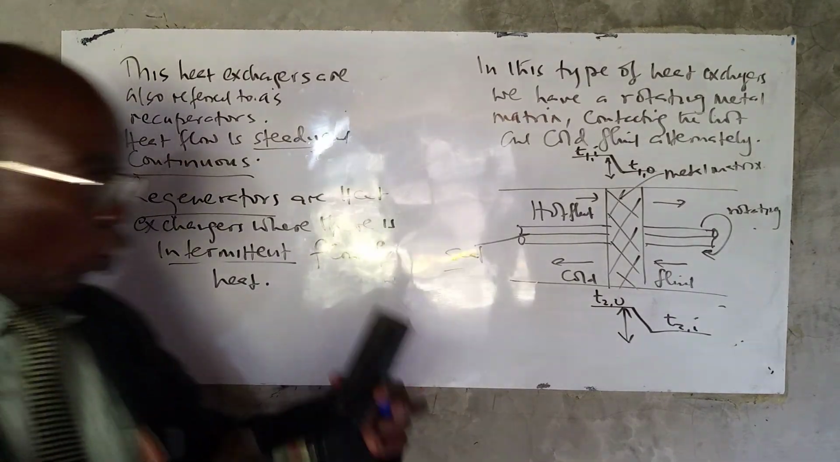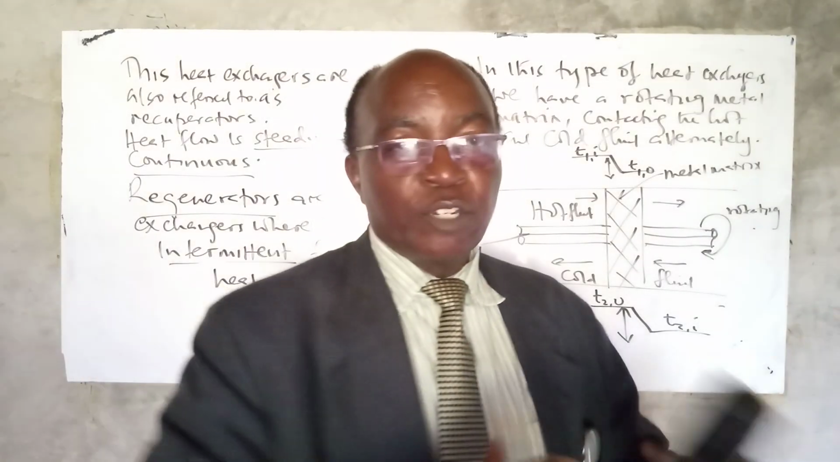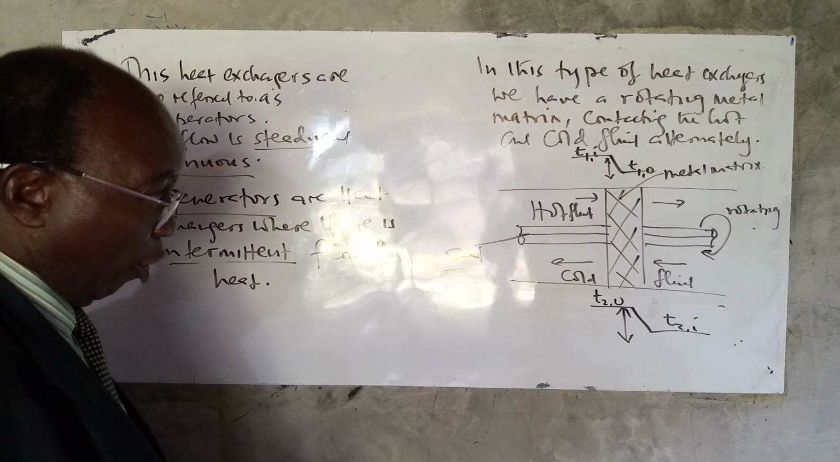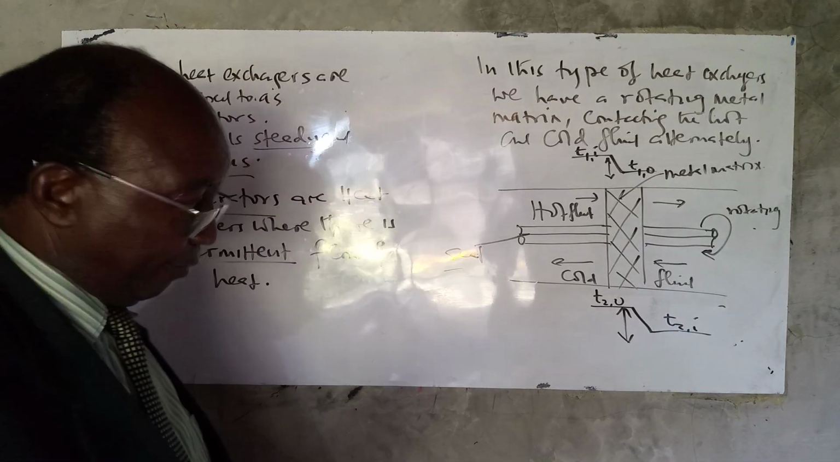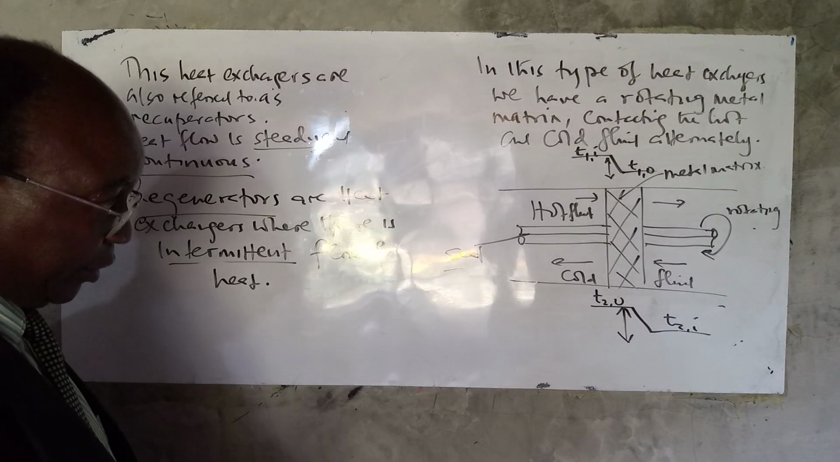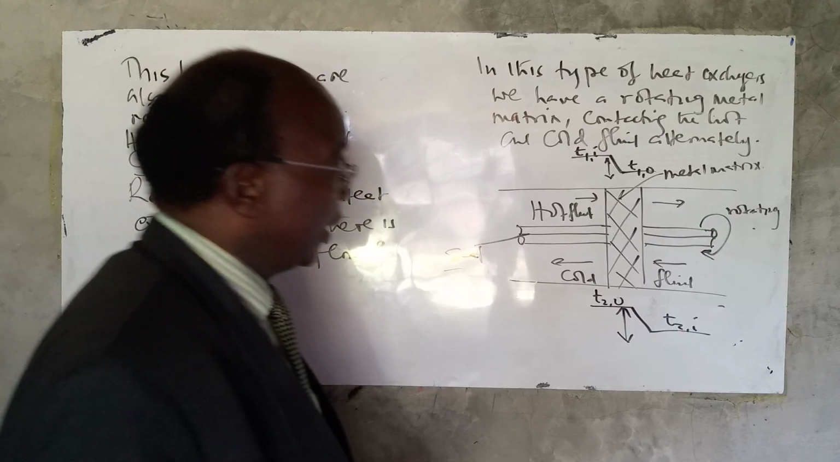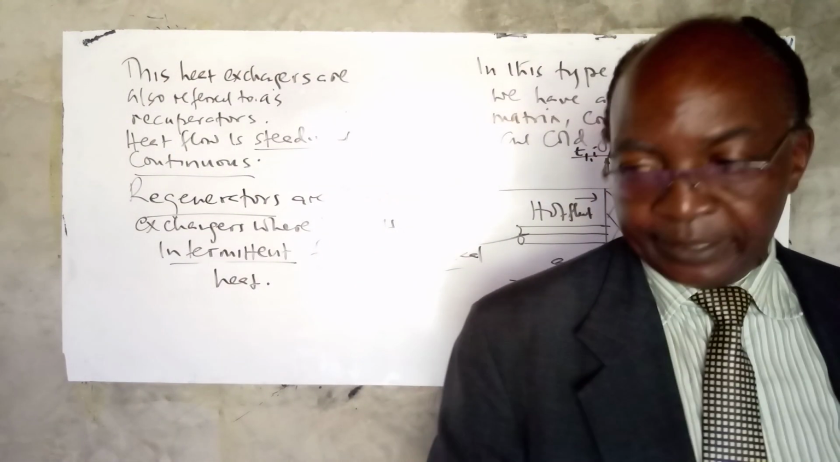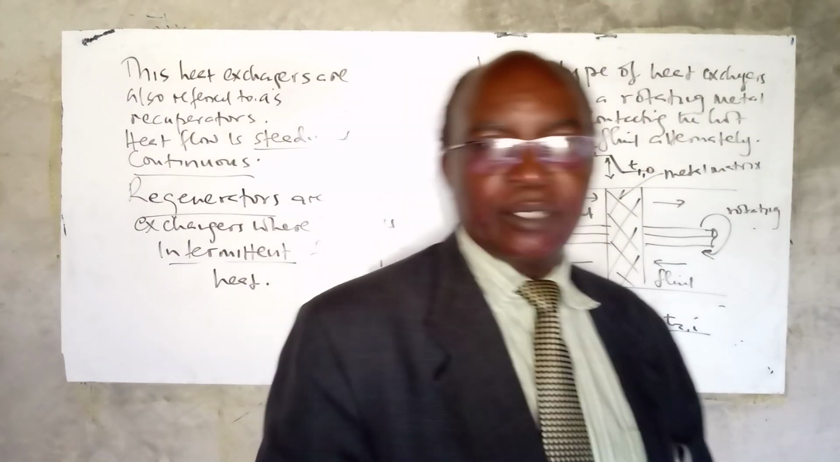So we have this metal matrix which rotates and it alternately gets in contact with the cold and hot fluids which we have talked about. And so this is a regenerator. In other words, the heat flow is intermittent. So it's very important what you have seen.